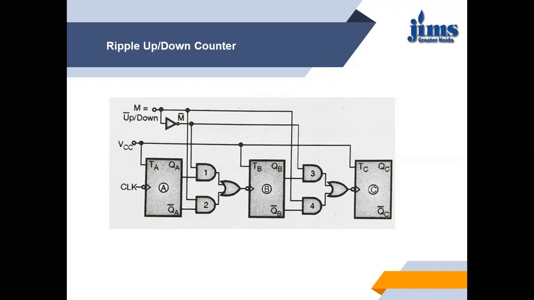In the same way, you can draw the timing diagram defining M equals 0 and M equals 1. Whenever M equals 0, it will count up. Whenever M equals 1, it will count down.